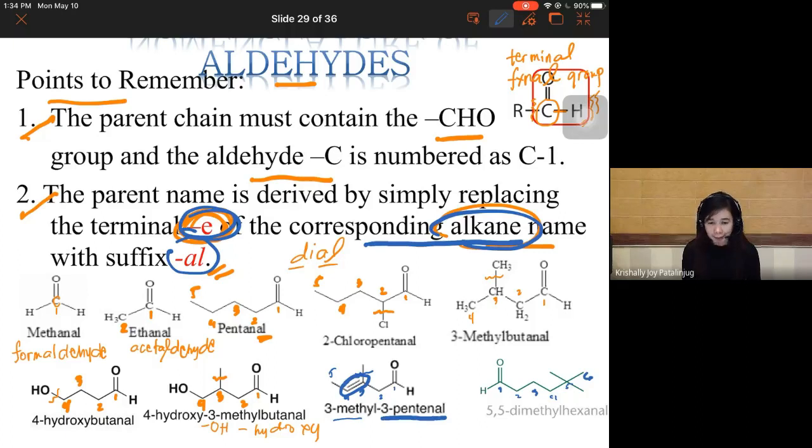Hexanal. That is the parent. From that hexanal, there are substituents on carbon 5. So it is 5,5-dimethyl hexanal. Please make sure to apply these rules in writing the name in a single word. A comma separates the numbers, and a hyphen separates the number and the word, to make it a single word.